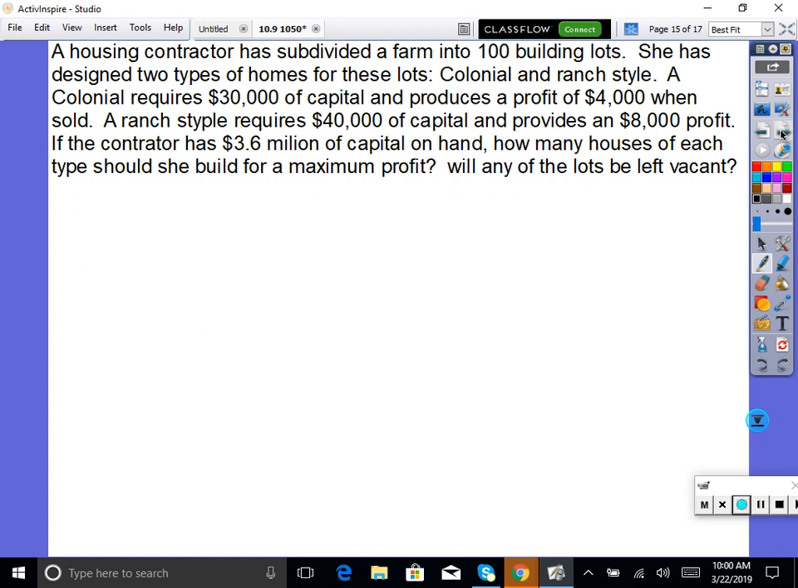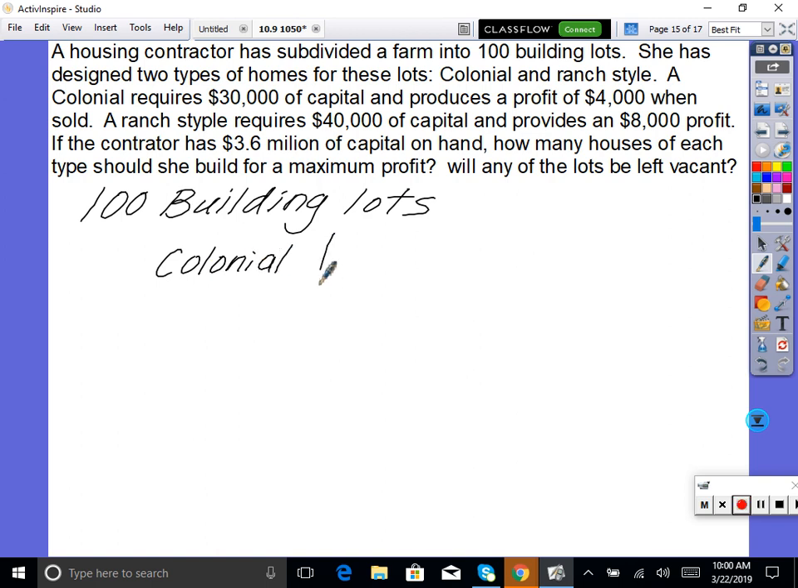Okay, a housing contractor has subdivided a farm into 100 building lots. So we have 100, I'm just going to write that down, 100 building lots that we can build houses on. Now it says there are 2 types of homes, colonial and ranch style. All right, a colonial requires $30,000 of capital. So $30,000 of capital.